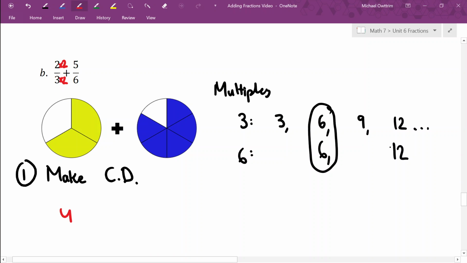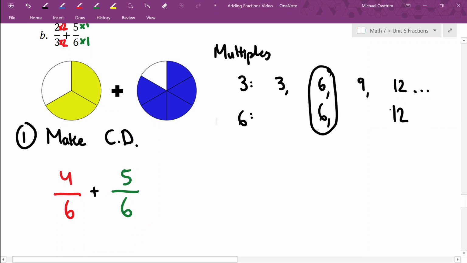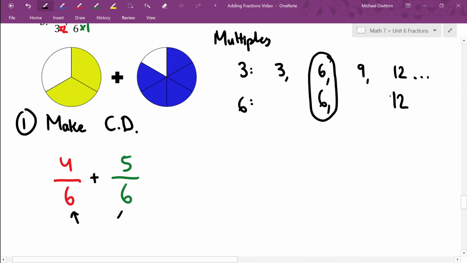2 times 2 on the top is 4, and 3 times 2 on the bottom is 6. For my other fraction, what do I do to 6 to make it into 6? Well, I just multiply it by 1 or leave it alone. 5 times 1 on the top is 5, and 6 times 1 on the bottom is 6, and I am still adding these. We can now see that these bottoms are common, or the same.